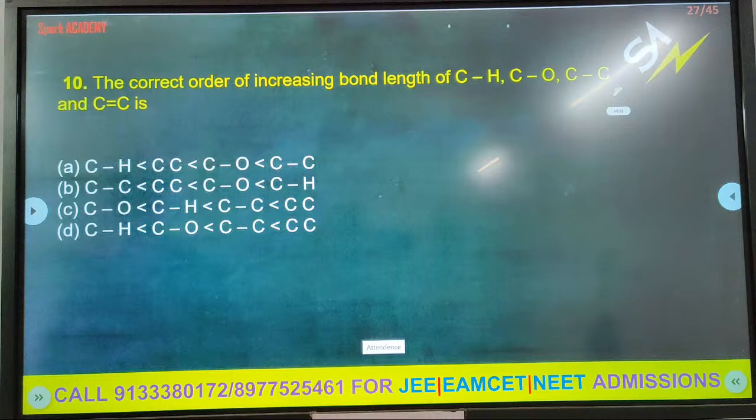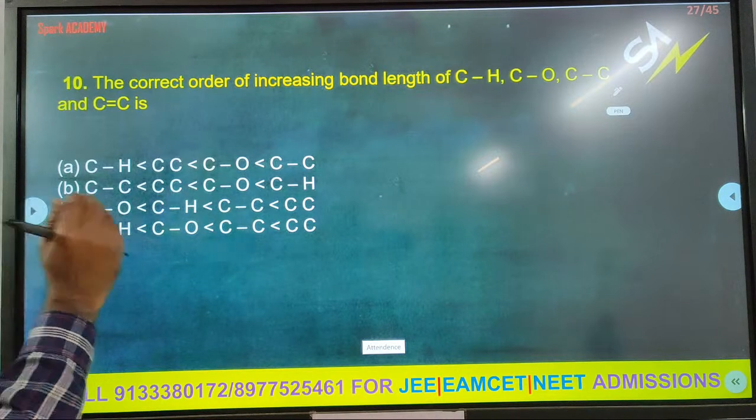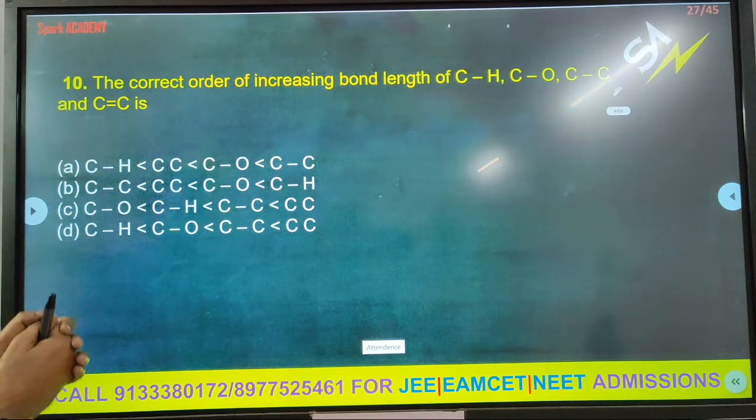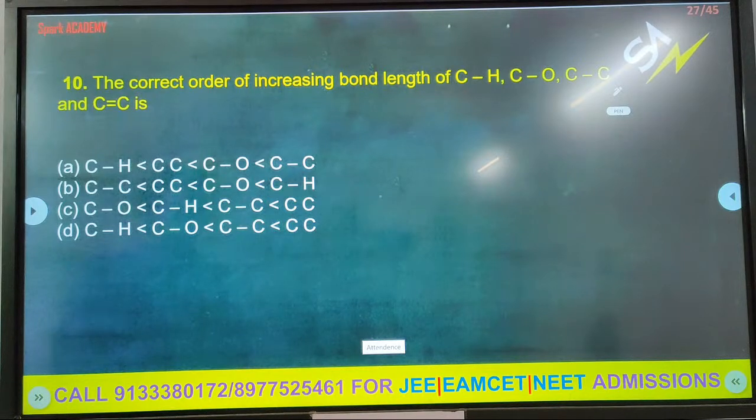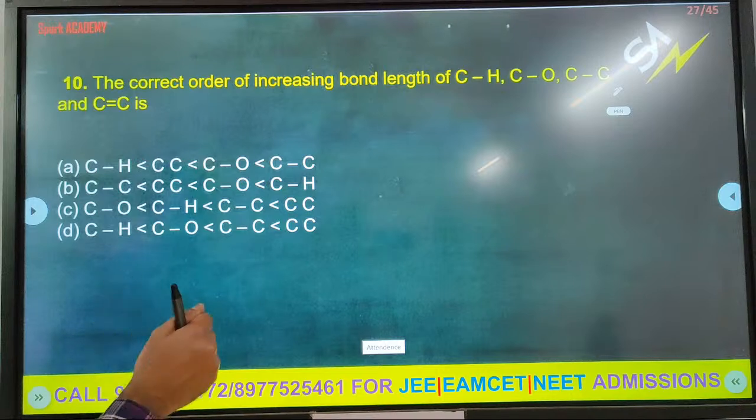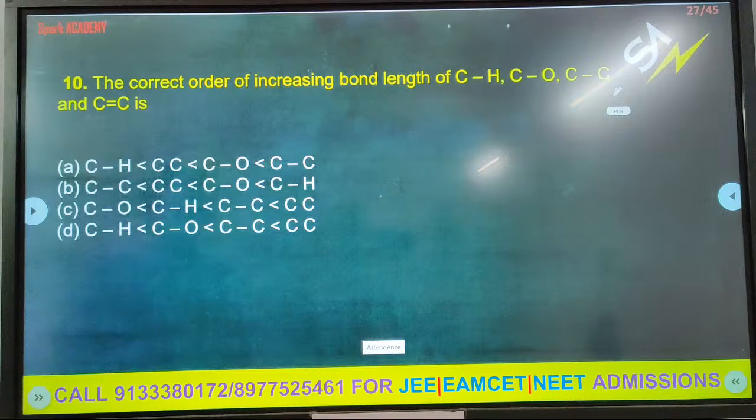Now question number 10: the correct order of increasing bond length. C-H, C-O, C-C, C double bond C. So here, which order is given? The correct order of increasing bond length.